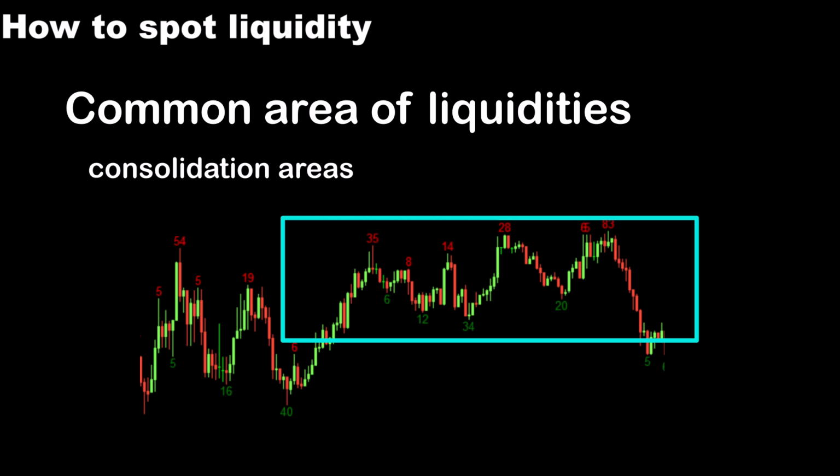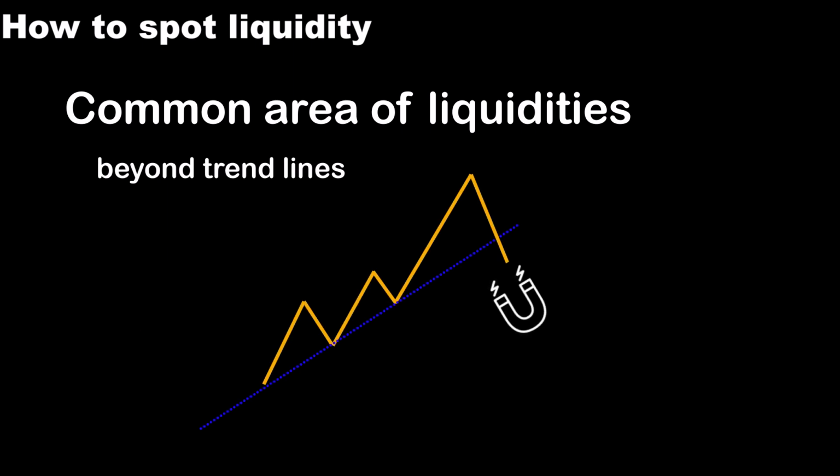Pay attention to consolidation ranges or sideways movement. Liquidity builds up there because many traders place orders on both sides. And finally, trend lines with multiple touches often hold large amounts of liquidity just beyond them. Remember, liquidity acts like a magnet. It pulls price toward itself so the market can collect orders and gain momentum.